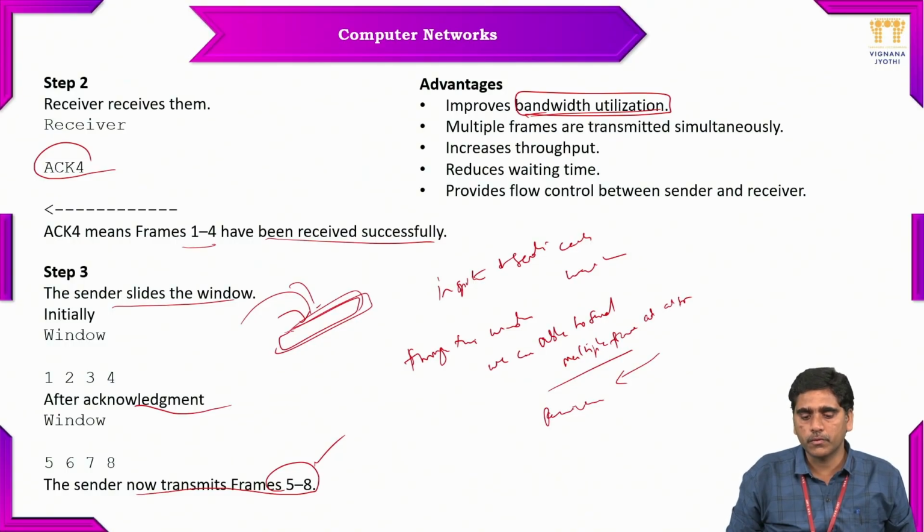But in the sliding window protocol, it depends on the window size. The size of the window gives the number of frames that you want to send. So multiple frames are transmitted simultaneously, proper bandwidth utilization is done, and this increases the throughput and also reduces the waiting time. Bandwidth is utilized properly and time is not wasted. Based on these two, the throughput is increasing.